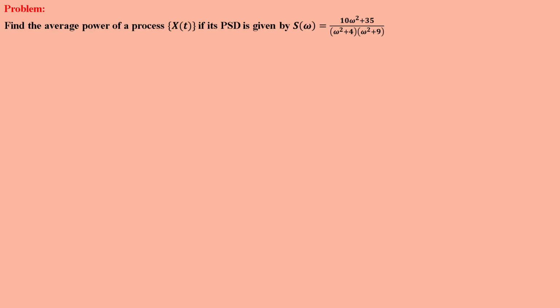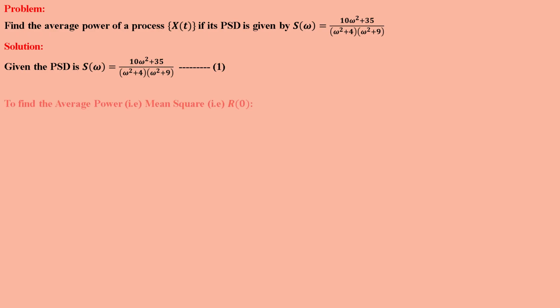Next problem. Find the average power of a random process X(t) if its PSD is given by S(ω) = (10ω² + 35) / ((ω² + 4)(ω² + 9)). Given the PSD is S(ω) = (10ω² + 35) / ((ω² + 4)(ω² + 9)). That is equation number 1.